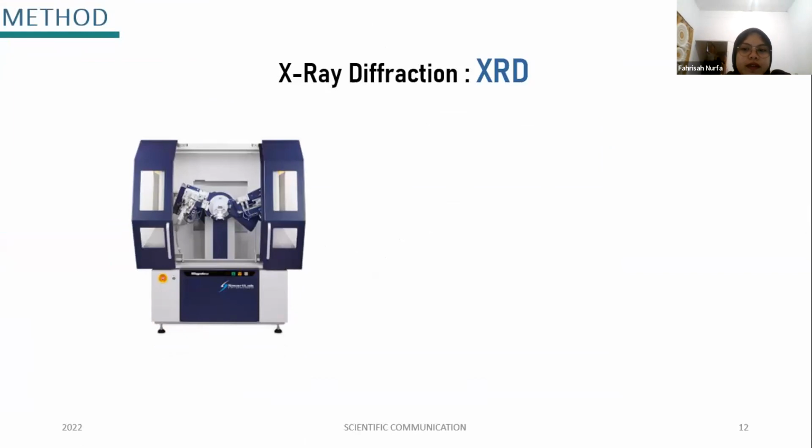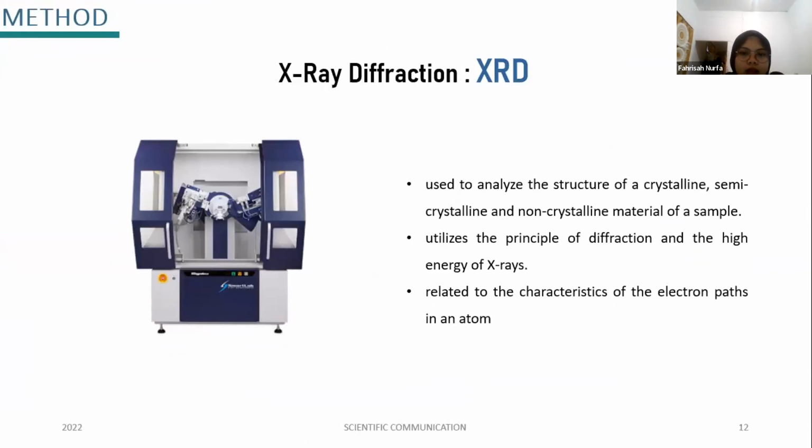Second is X-ray diffraction. XRD is used to analyze the structure of the crystalline, semi-crystalline, and non-crystalline material of a sample. XRD will be used with powder samples, and utilizes the principle of diffraction and the high energy of X-rays. This method relates to the characteristic of the electron pairs in an atom.